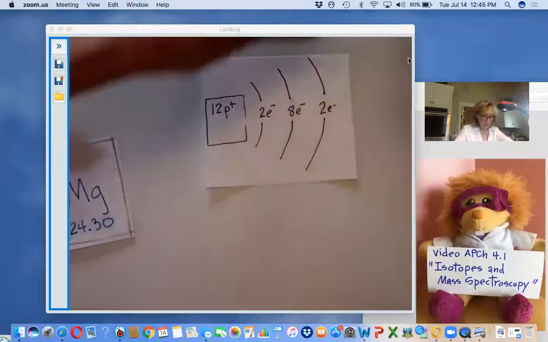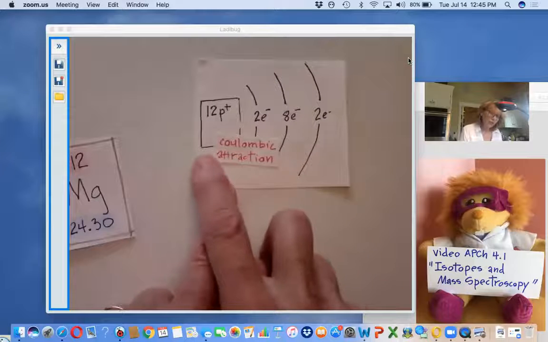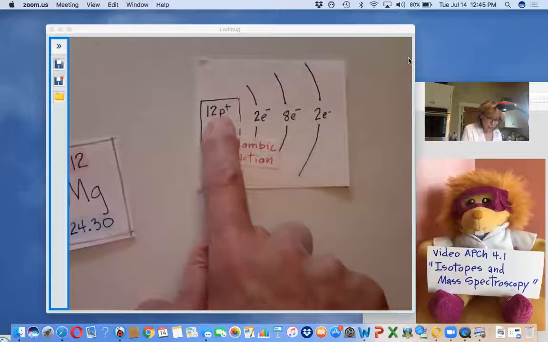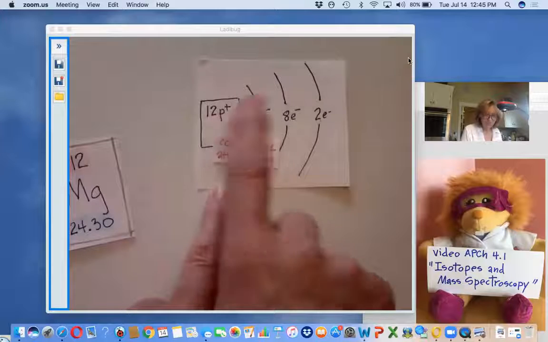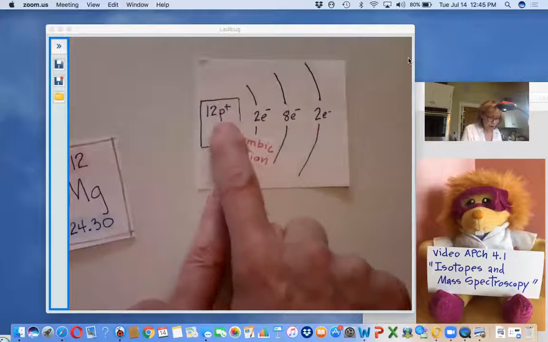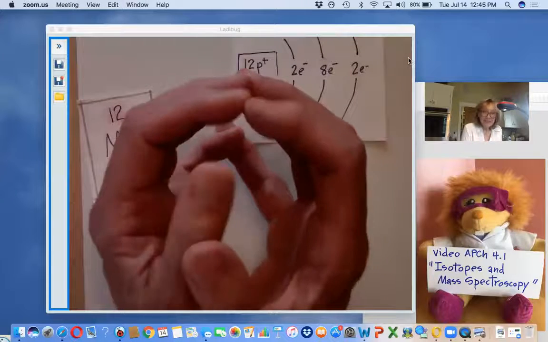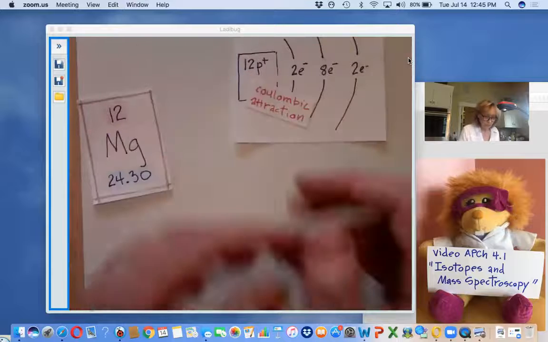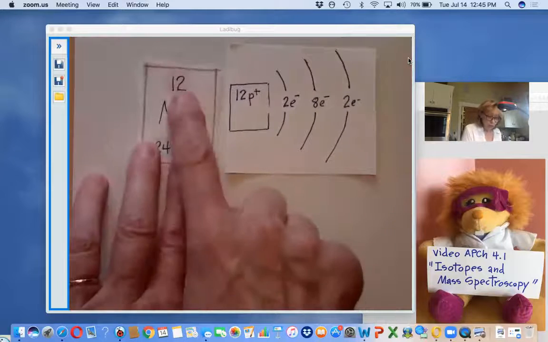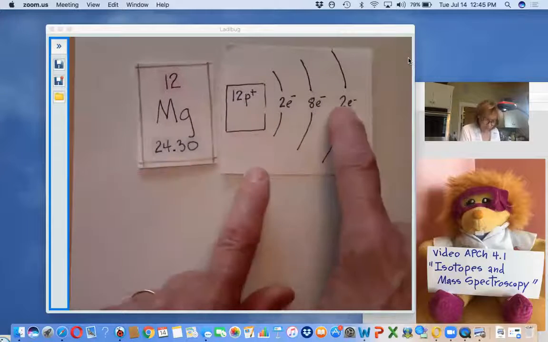Now, in chemistry, we do talk a lot about Coulombic attraction. That's another force going on within the atom between the positive protons and the negative electrons. This Coulombic attraction for oppositely charged particles gives the atom its shape, keeps it together as a discrete unit. Okay, so back we go. We have 12 protons packed together in the nucleus and then electrons outside.